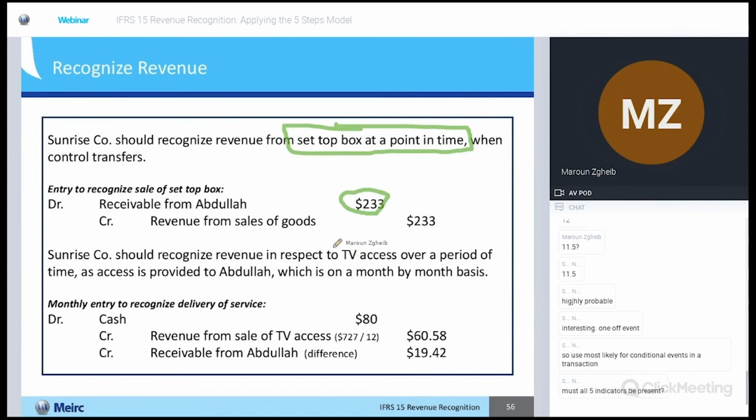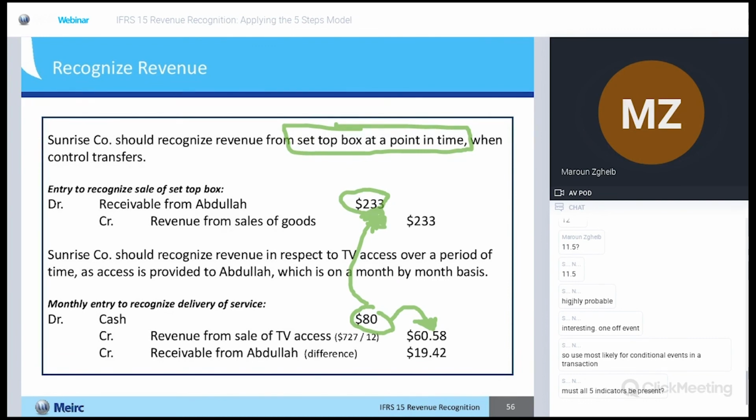Now later on, they started providing TV access. Every month they are receiving cash of 80. This 80 that is being paid, part of it is to cover the revenue from the service, which is the TV access, and part of it is amortizing the receivable from Abdullah, because Abdullah already received from us the TV box and he's using it.